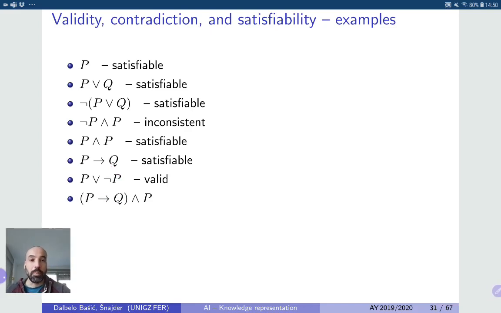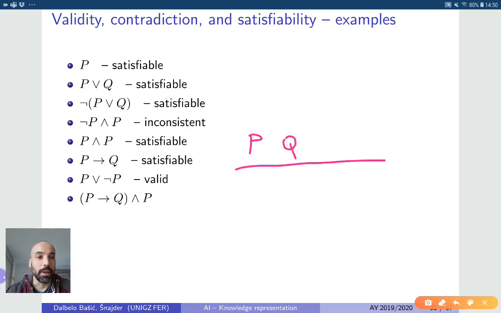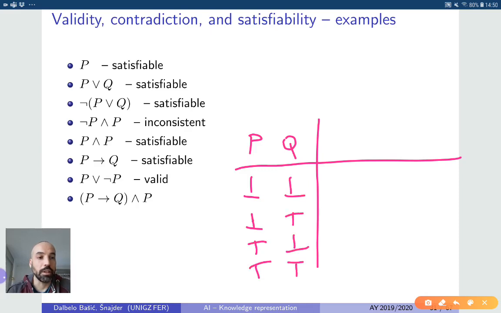Okay. What about P implies Q and P? Now, this is slightly more complex, and in this case, I would actually start by doing a truth table here. There are four interpretations again to this formula. Okay. And P implies Q. This is true, this is true, this is false, this is true, right?